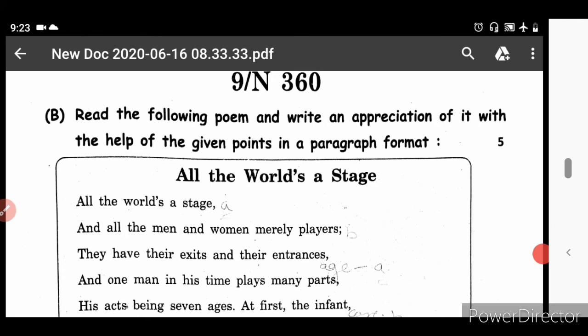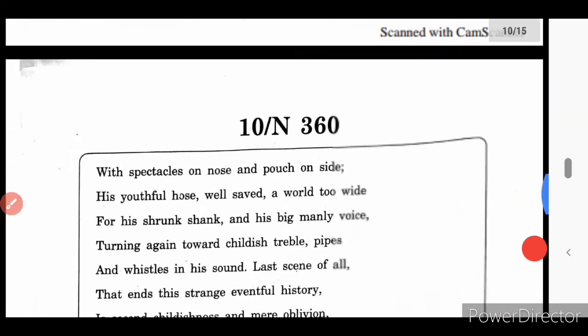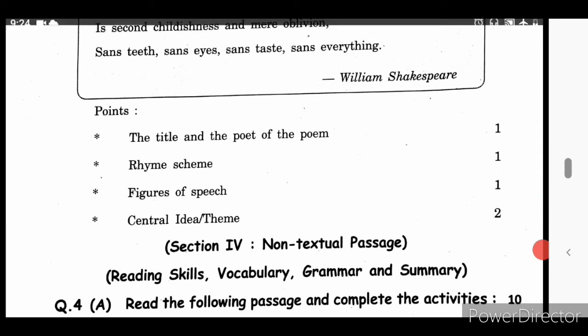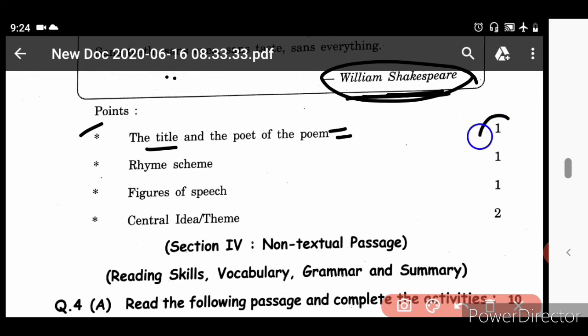And this question is for appreciation of a poem, and appreciation of a poem is 5 marks. You will get full marks for this poem. How to get good marks in this poem appreciation? There is a question, the title and the poet of the poem. The title is given at the beginning of the poem, and the poet is given here. When you write both the title and the poet, you will get 1 mark.